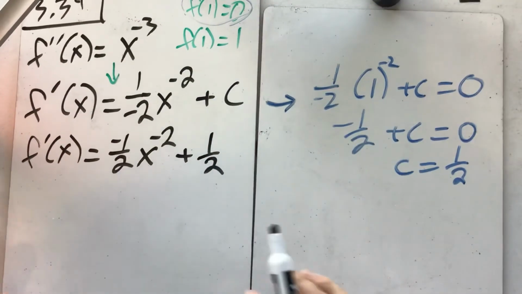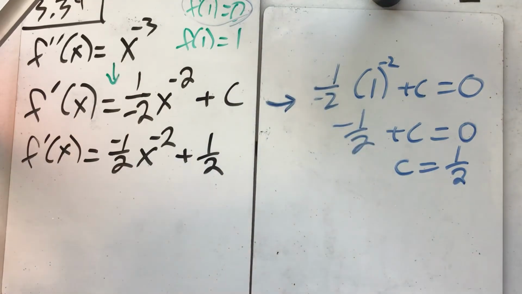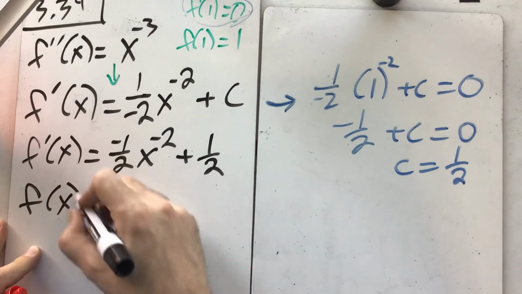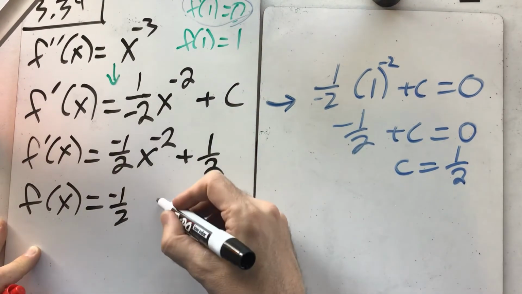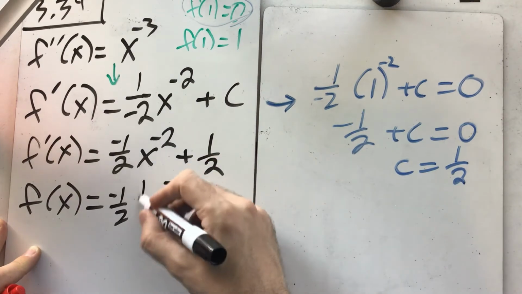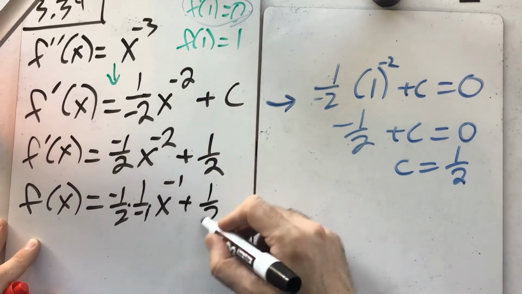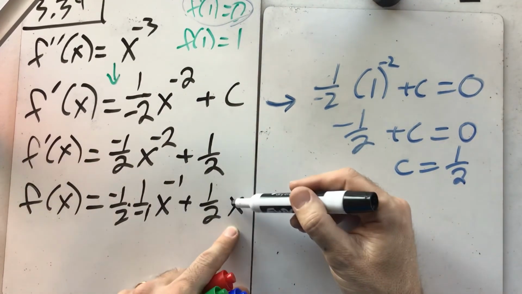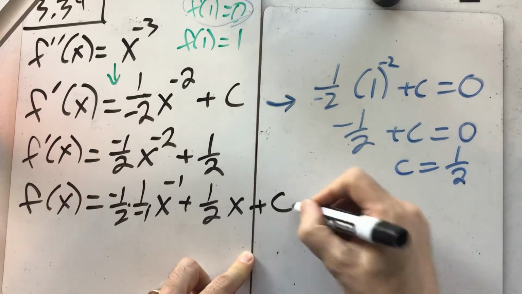Now what do I have to do? Now I have to do it all again, and this time I'm going to use this equation to figure out my next constant. So I'll do f of x equals, well, let's see, I've got negative 1/2 x to the negative 2, which is going to become x to the negative 1, and I'll get a 1 over negative 1, plus 1/2 x. Notice there's no x there, and x shows up because when we take a derivative, a 1/2 x becomes a 1/2, and then plus c.